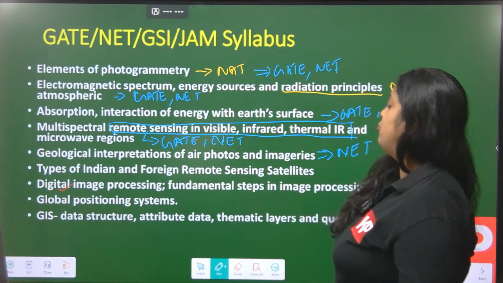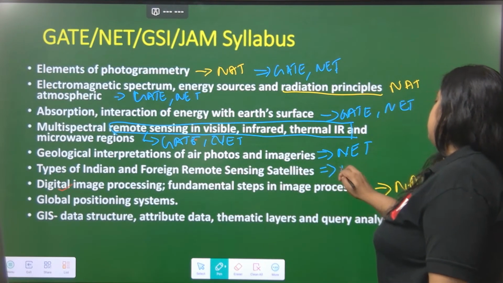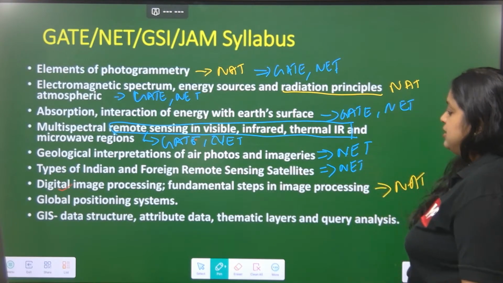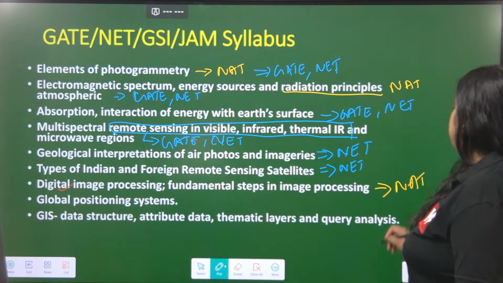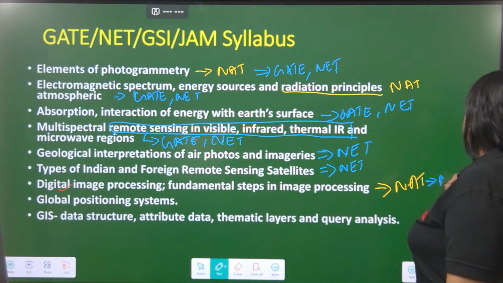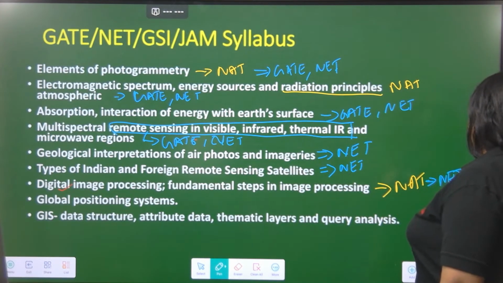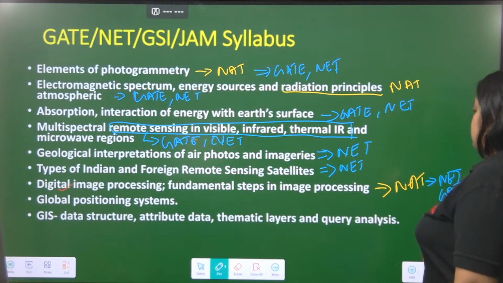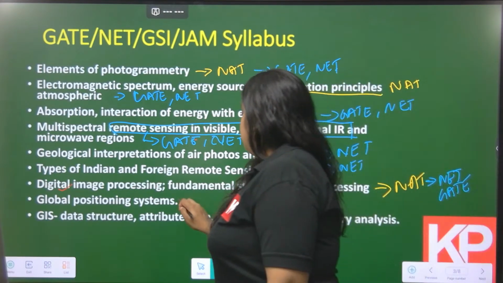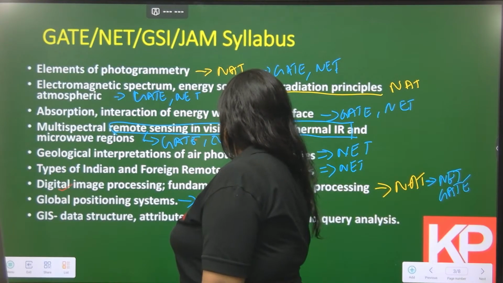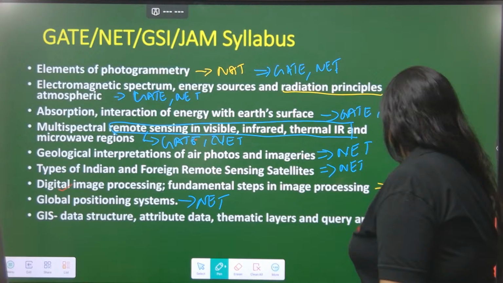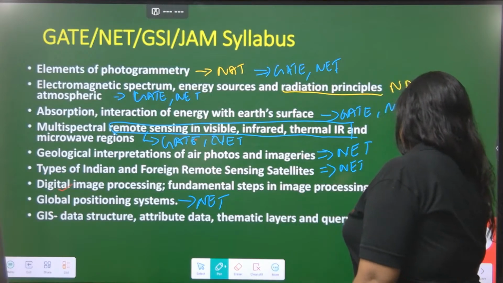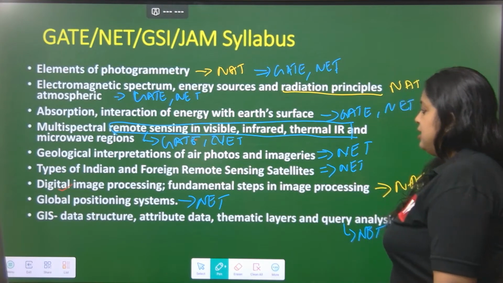Types of Indian and foreign remote sensing satellites are mainly asked in the NET CSIR Earth-science paper. Digital image processing, fundamental steps in image processing are mainly asked in both NET and GATE. Global positioning system is asked in NET rather than GATE. GIS data structure, attribute data, thematic layers and query analysis is also comparatively more important for NET than GATE.